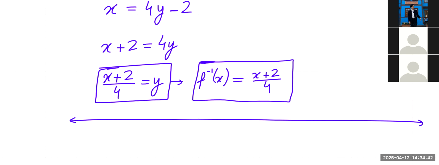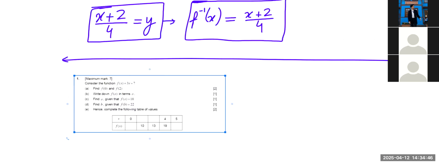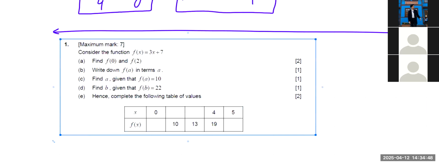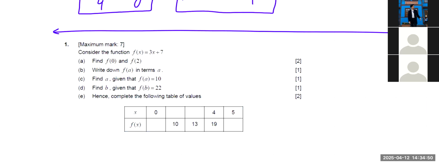This is a very common paper 1 question that I'm about to show you guys. So here's a function that's been given to you. The first 2 questions are super easy. Find f of 0 and find f of 2. I think we can skip this, honestly. I'm just going to do the f of 2 one. For f of 2, just plug in 2 for x. So 3 times 2 plus 7, which is 13. So the output when x is 2 is 13.